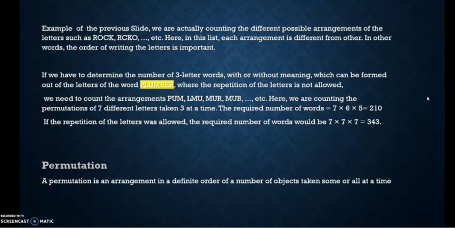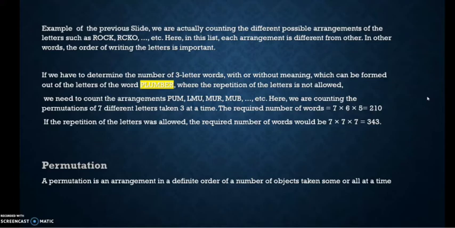For example, if I look at this example of plumber, I had a permutation of seven letters, but I was taking only three letters to form a three-lettered word. In the previous example, when I had the word rock, I was having four letters, and I was taking all four letters to form different four-lettered words. So the first example was a permutation of four different things taken four at a time. The second example was a permutation of seven things taken three at a time, right?